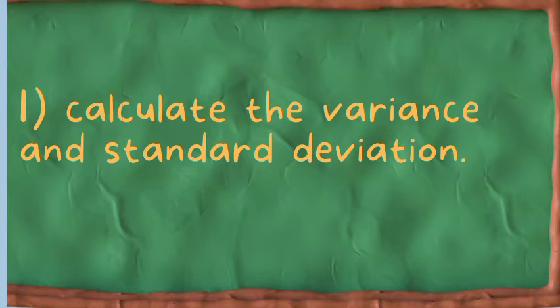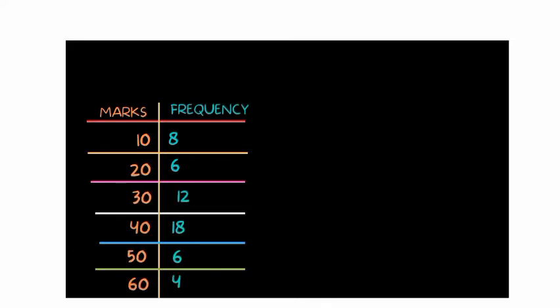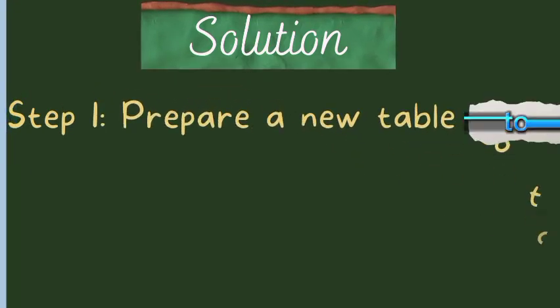Now let's look at step 1. You need to have your frequency table. You draw your table where you have your marks and your frequency. We have marks 10, 20, 30, 40, 50, 60, and frequencies 8, 6, 12, 18, 6, and 4. Now, solution.